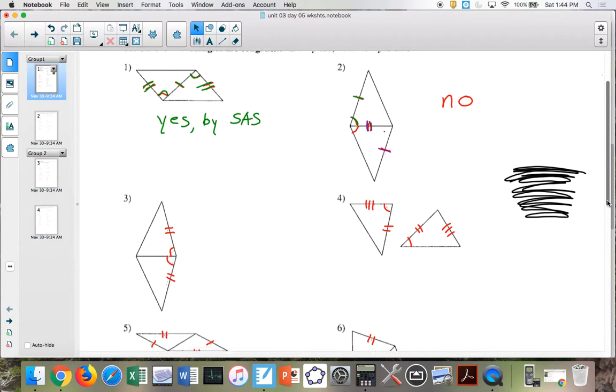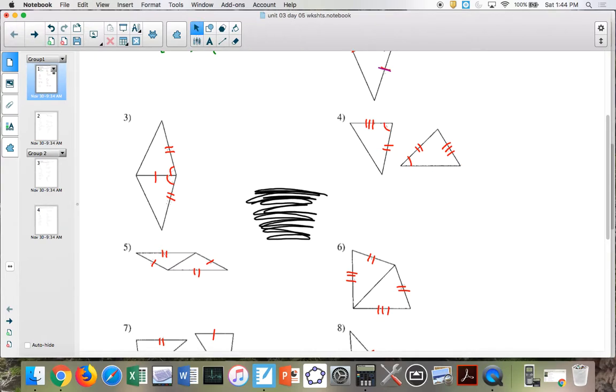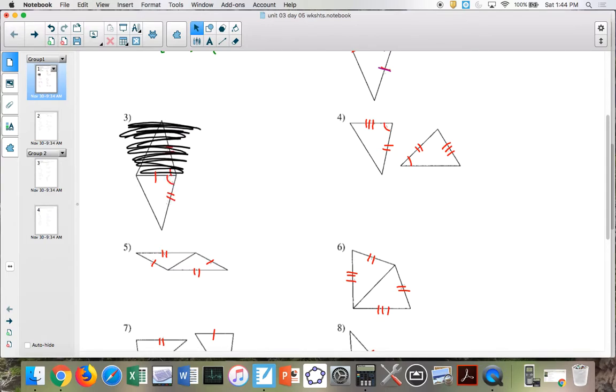Let's look at number 3. Kind of getting the idea with these. So in this picture, these two triangles also share a side. Now in this one, if I go back to covering them up, in the top triangle we have two sides with the angle between them. And in the bottom triangle, we also have two sides and the angle between them. So these two triangles are congruent by side, angle, side.